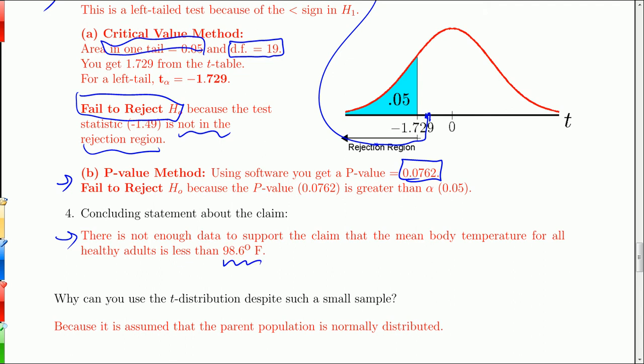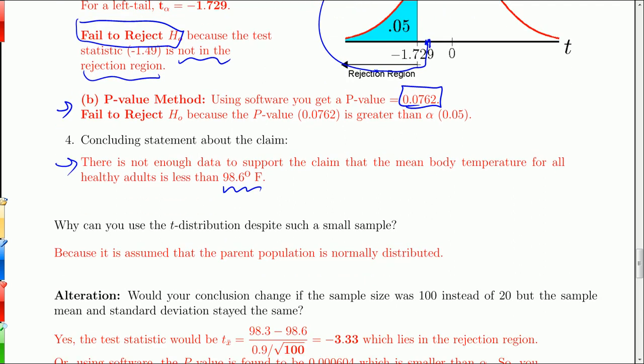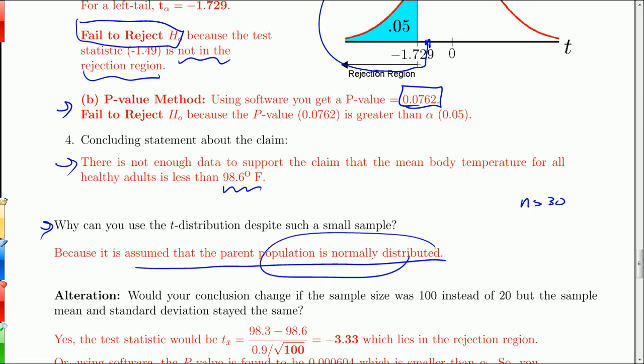98.6. Right. Why can you use the t-distribution despite such a small sample? Because we assumed the parent population was normally distributed. Remember, you need n greater than 30 or a normally distributed population. One or the other, or both.